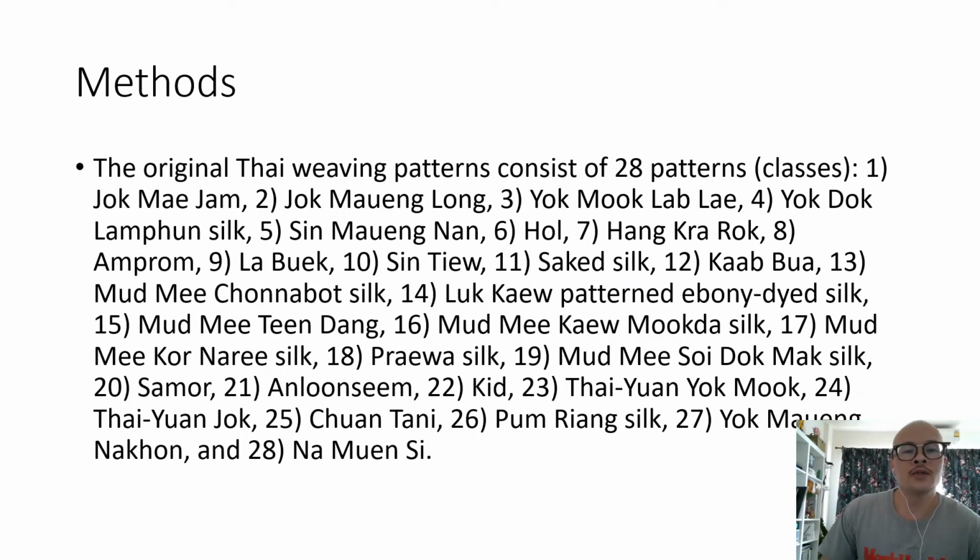The original Thai weaving pattern consists of 28 patterns or classes. For example, class 1 is จกแม่แจ่ม, class 2 is จกเมืองรอง, class 3 is ยกมุกลับแล, class 4 is ยกดอกไหมยกดอกลำพูน, and class 28 is 90,000 from the southern part of Thailand.